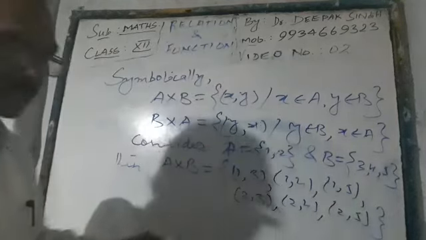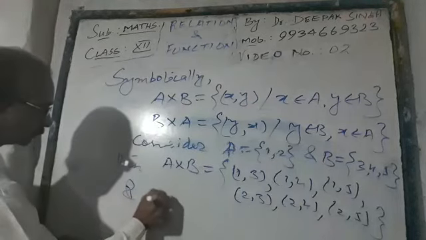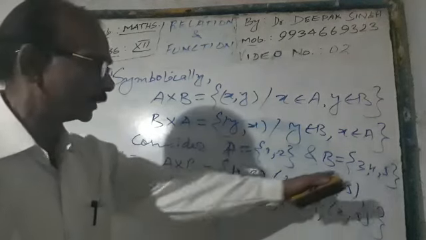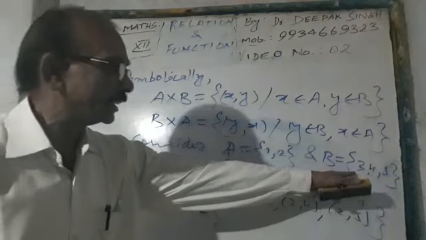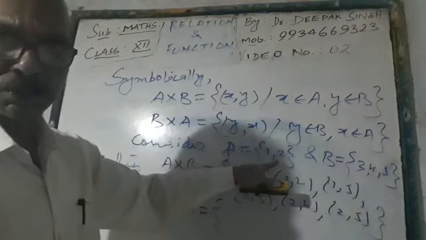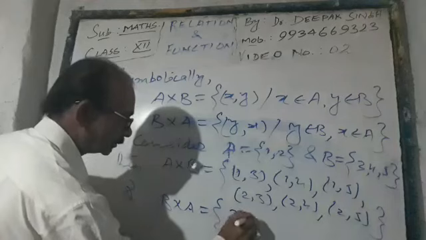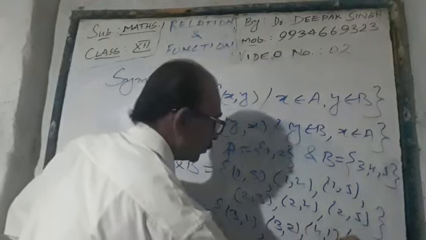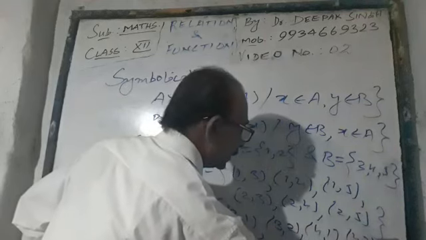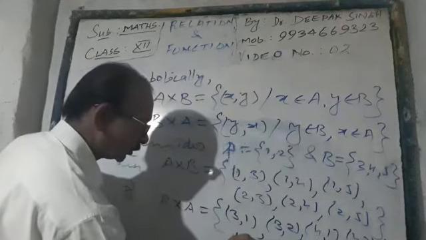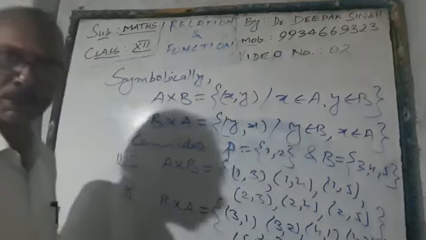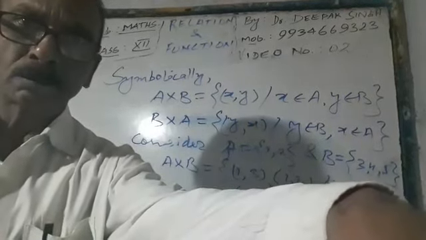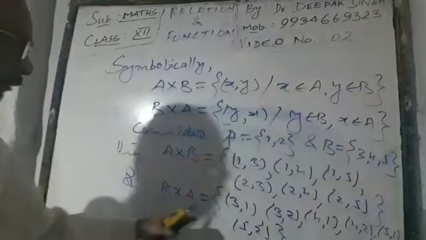So far as B cross A is concerned, now just go on making ordered pairs. You have to start from 3. So 3 can be making pairs with 1 and 2 of A. So that will be (3,1), (3,2), (4,1), (4,2), (5,1), and finally (5,2). So this is B cross A. So we have got A cross B as well as B cross A.